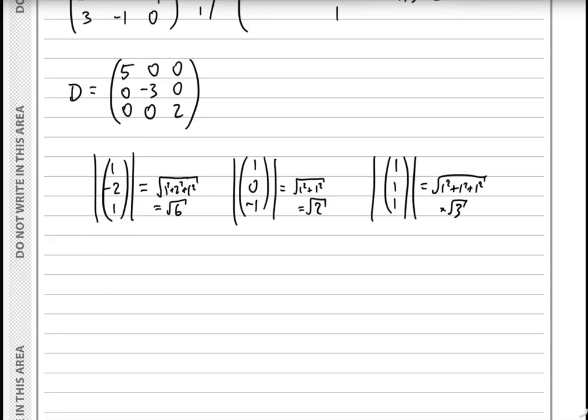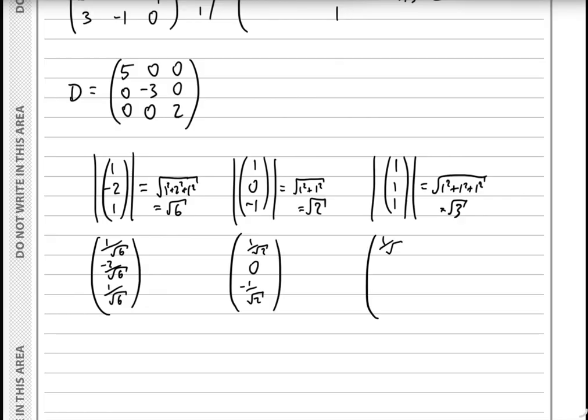So our normalized eigenvectors: 1 over root 6, minus 2 over root 6, 1 over root 6; 1 over root 2, 0, minus 1 over root 2; 1 over root 3, 1 over root 3, 1 over root 3.